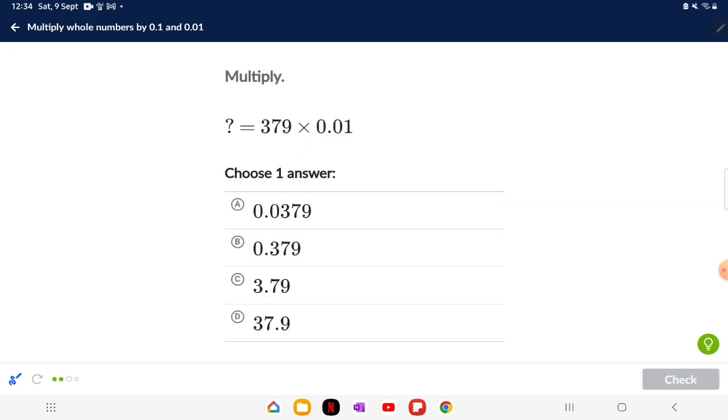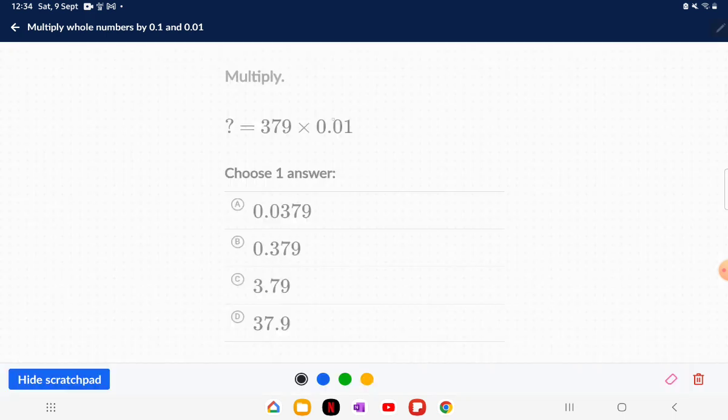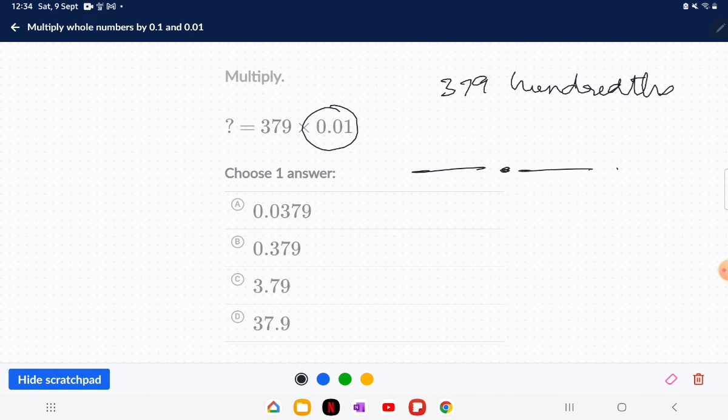Okay, so now we have 379 multiplied by 0.01. Now, as you would recall from the previous example, this is a hundredth. So we can do it by both the methods. 379 hundredths. You just place it as a decimal number. We have hundredths, tenths, and ones. So because these are hundredths, therefore this is 9 hundredths. This goes to this place, 9, and the rest of the numbers move towards the left. So 7 and 3. So this is 3.79.